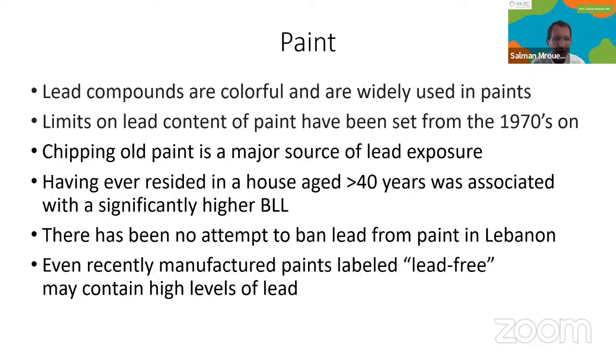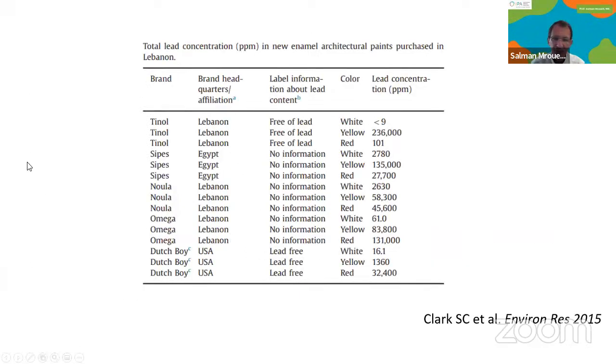And although recently manufactured lead paints are labeled lead-free, they may still contain high lead levels. This is a study that was published in 2015 that looked at the lead content in some countries, including Russia, Paraguay, and Lebanon. And this is looking particularly at yellow, white, and red. These are the paints that contain the highest amount of lead.